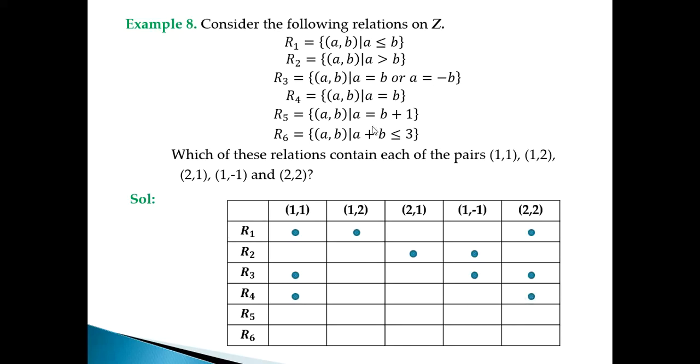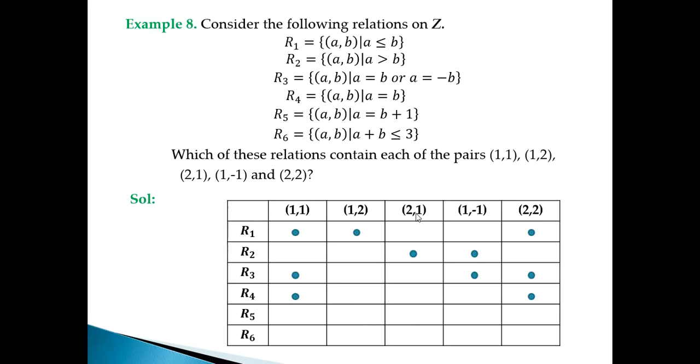Next R5, A equal to B plus 1. We have to put the value of A here and B here and check whether these are equal or not. So for 1 1, put B as 1, so 1 plus 1 is 2, so 1 equal to 2? No, so this is not. Here 1 is equal to 2 plus 1, which is 3. 1 equal to 3? No, it is not.